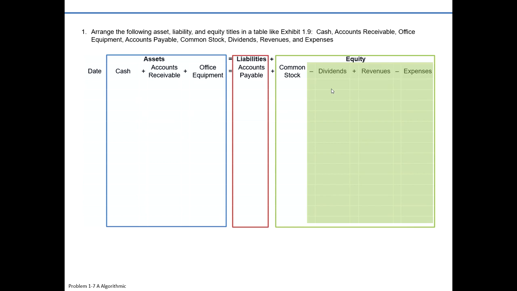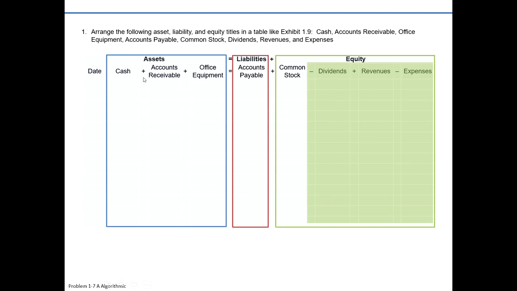Gabby Graham, its owner. That includes three major categories: revenues or income that Graham Company earns from providing its services; expenses, its cost of doing business, those things it's used up or expired; and dividends, the amount that Gabby Graham has returned, often in the form of cash, to its owner.